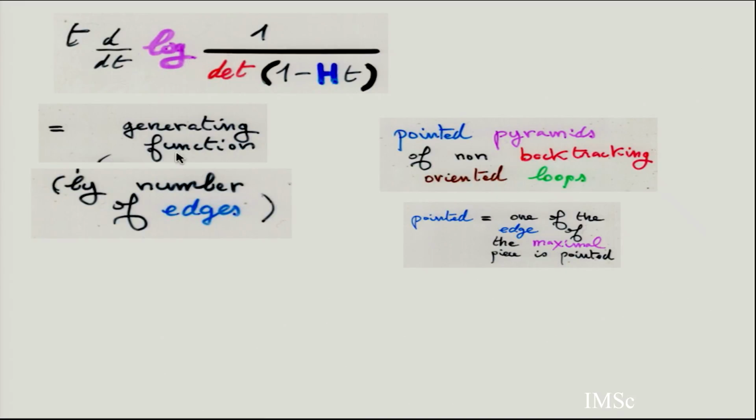We know from previous that this is a generating function of pointed pyramids with no backtracking oriented loops. And pointed means that one of the edges of the maximal piece, which is a non-backtracking loop, is pointed. Which means if you start from this point, you make a circuit on the oriented line graph.